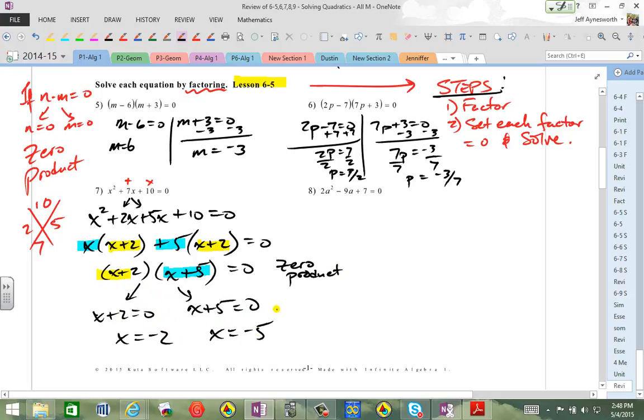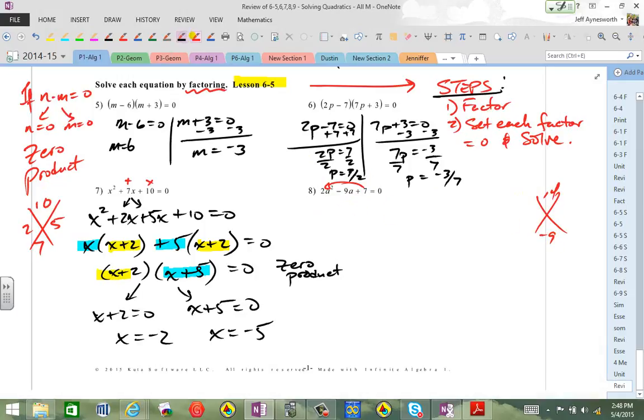Now, if the lead coefficient's not 1, you've got to multiply these, right? So 2 times 7, 14. So let's play the factor game. What two numbers multiply to 14 and add to negative 9? We know that 2 times 7 is 14 and 2 plus 7 is 9. They both have to be positive or both have to be negative. So negative 2 times negative 7 is positive 14, and when you add the two negatives, you get a bigger negative. So split the middle term.